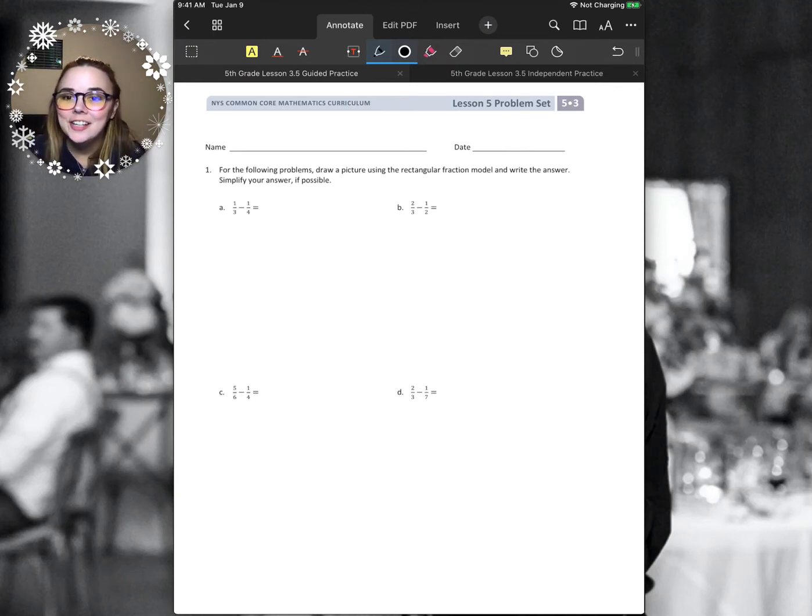Hello there, fifth graders. So today we are going to continue talking about fractions. Today we're going to start subtracting fractions. So this week we looked at making equivalent fractions. We used those skills to add fractions whose sum is going to be less than 1. And then we used those skills again to add fractions where our sum is going to be greater than 1. And today we're going to use those skills to subtract fractions.